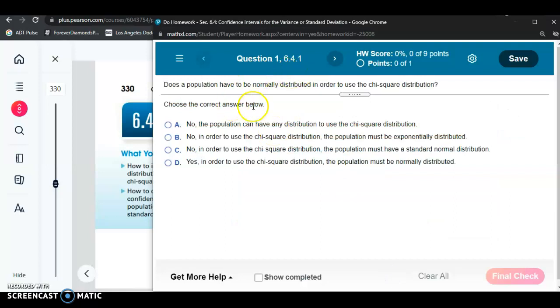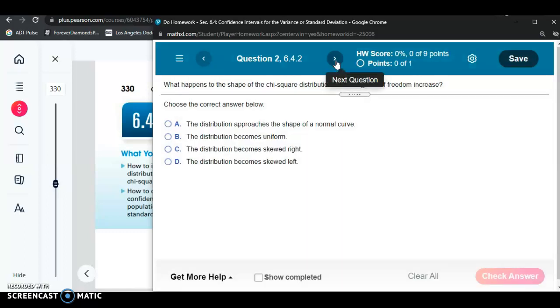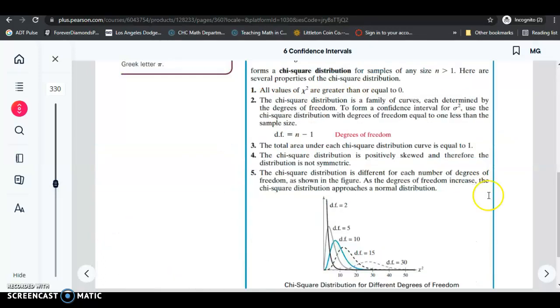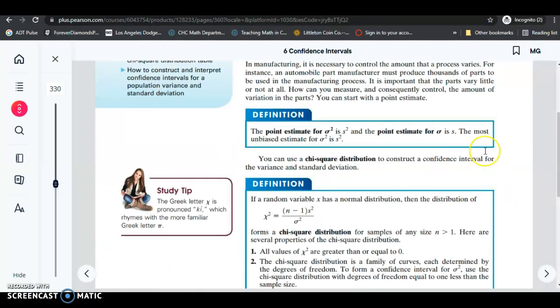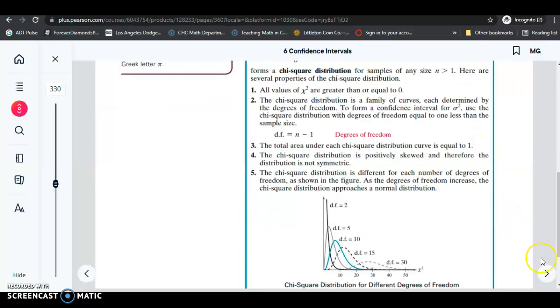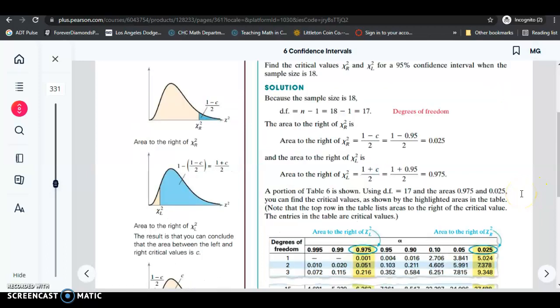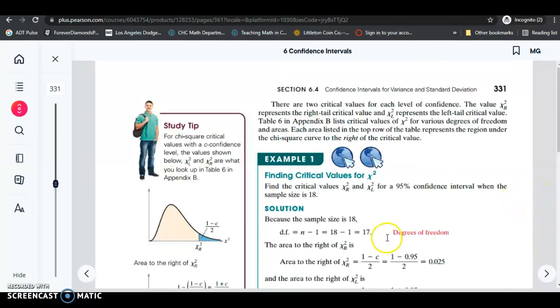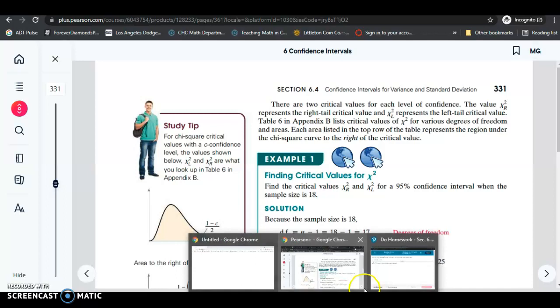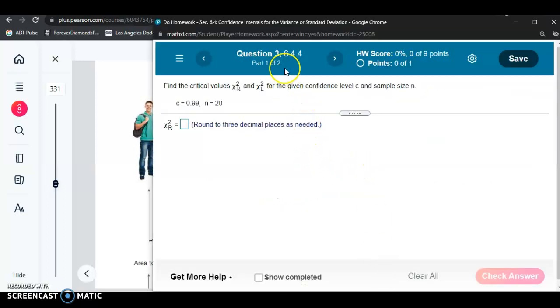To answer the first two questions in the homework for section 6.4, I encourage you to read the first couple of pages. When we read the first couple of pages, you'll find the answers to questions 1 and 2 in the homework, so I'm going to go ahead and skip over those. Before we do question 3, let me go over some basic information that you need to know.